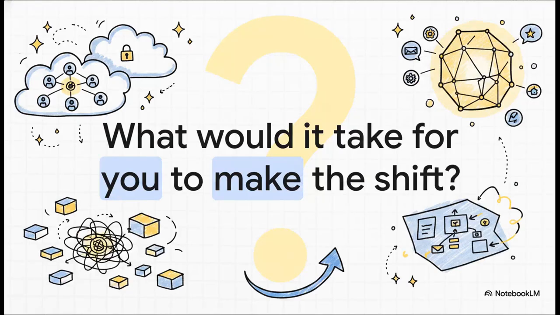So after seeing this entire 7-layer vision, from an identity that you truly own all the way to AI that can build an app for you in seconds, it all comes back to a pretty simple question. This whole idea is a massive departure from the internet we use every single day. So the thought I want to leave you with is this: what would it actually take for you personally to make the shift?